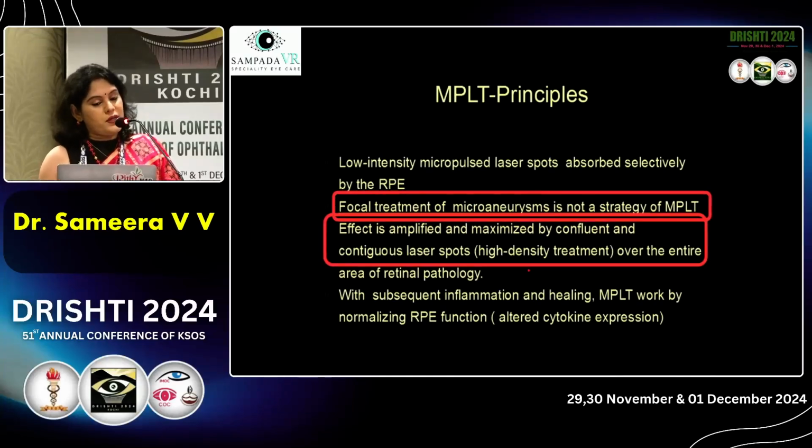So what is this micropulse laser? It is just like chopping up the laser. The tissue gets cooled in between whenever you are using the micropulse laser. You have to make sure that focal treatment of microaneurysms is not at all a strategy for micropulse laser. It is for diffuse edema. Here you are amplifying and maximizing the laser by giving a confluent and contiguous laser spot, unlike the modified ETDRS, where we put the laser spots two spot-widths apart. It's just like painting the macula over the entire area of the retinal pathology. It works by normalizing the RPE function.